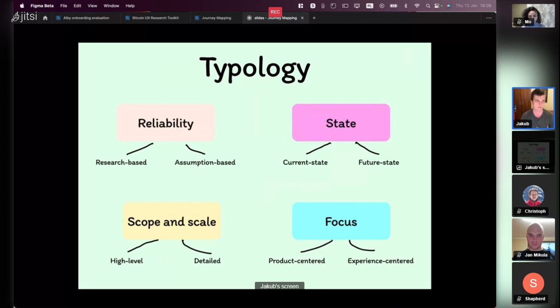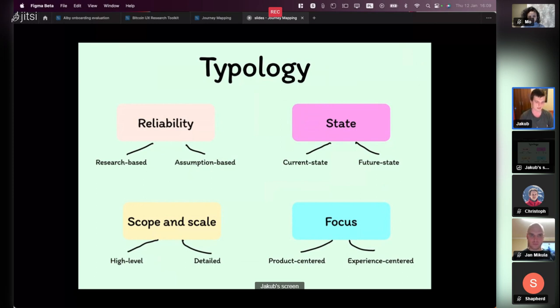And assumption-based maps are ones where we base it only on assumptions or mostly on assumptions, and this can be useful at the beginning of research, I think, as something that will help us structure further research, and eventually, ideally, it should lead to a research-based map.